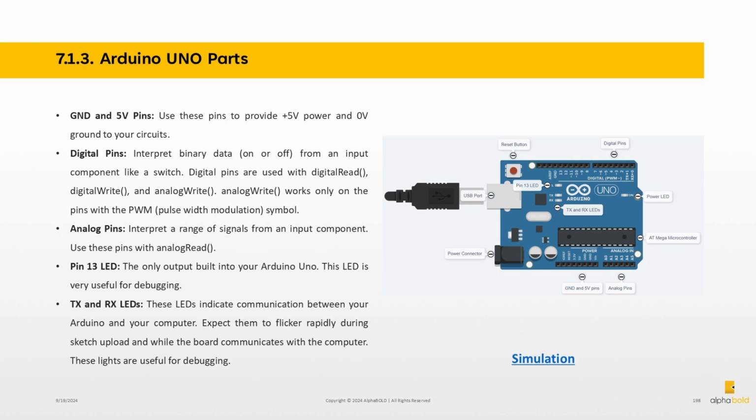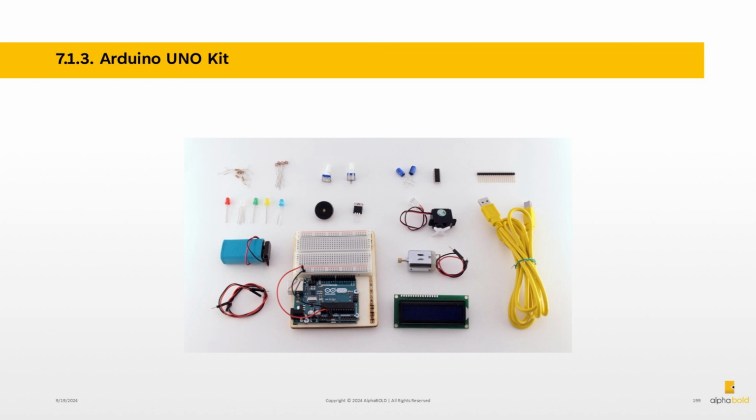Pin 13 LED: the only output built into your Arduino Uno. This LED is very useful for debugging. TX and RX LEDs: these LEDs indicate communication between your Arduino and your computer. Expect them to flicker rapidly during sketch upload and while the board communicates with the computer. These lights are useful for debugging. You can view the Arduino Uno kit here, containing a variety of input and output components.